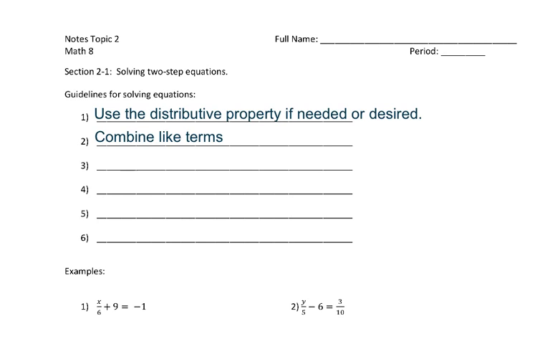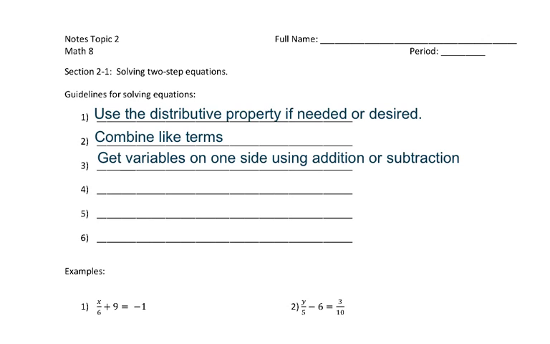After using the distributive property, or if you don't need to, you should always then look to see if you can combine like terms. Remember that like terms have the same variable with the same exponent. So if you have something like a 4x plus a 7x, you would want to combine those terms to get 11x. Once each side of the equation has the like terms combined, you move on to step 3.